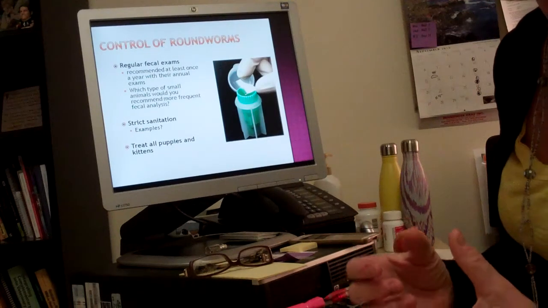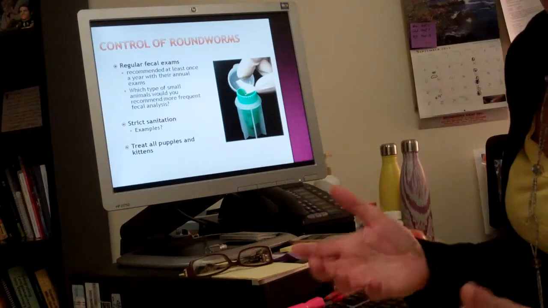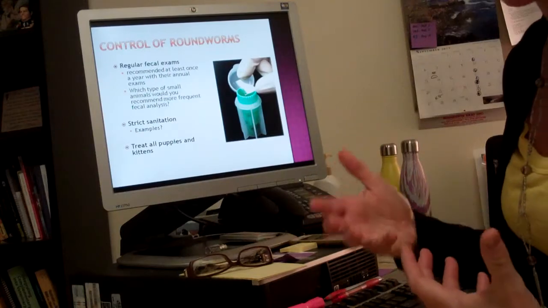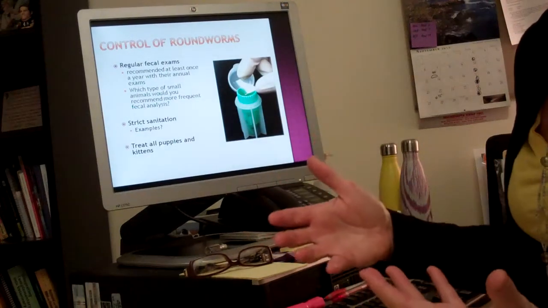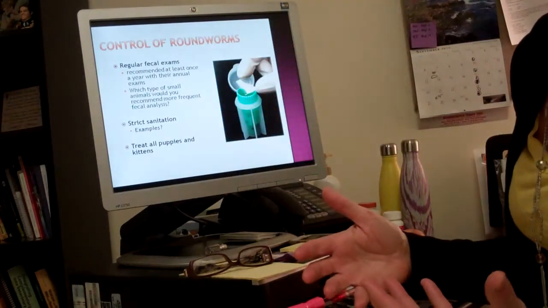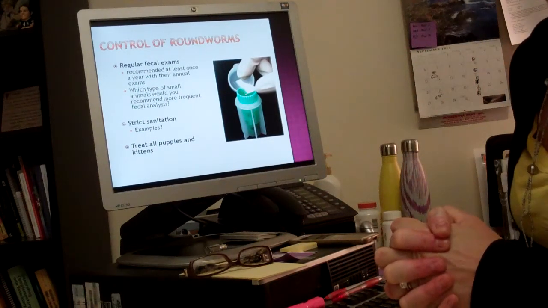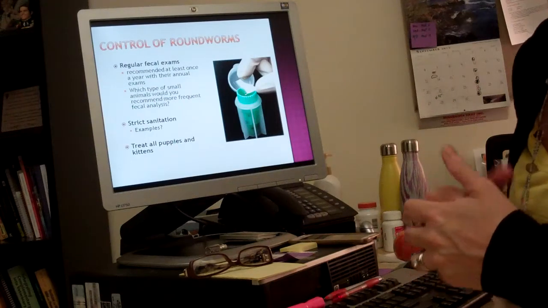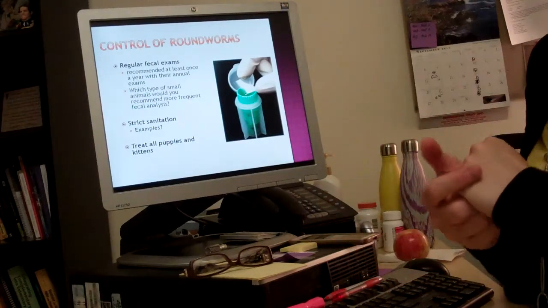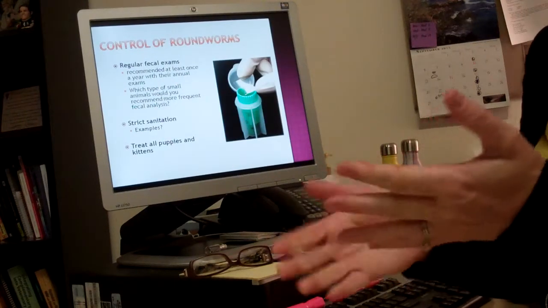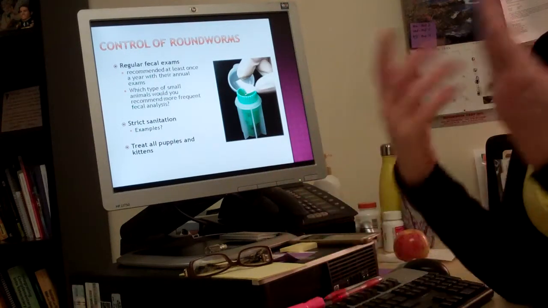I'm going to more so talk about control of roundworms in humans. Well, let's talk about that now. If we wanted to protect ourselves, hence controlling the spread of this parasite, we would want to wash our hands after handling the animal or picking up the feces, just to ensure that if we accidentally did contaminate ourselves, we'd wash away any possibility of having it go into our system.